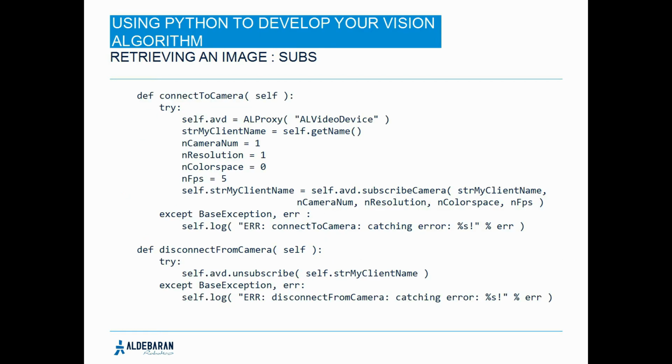To get images in your program, you first need to subscribe to the video device. You'll have to specify the camera you want to use, the resolution, an approximate frame rate, and the color space. At the end of the program, don't forget to disconnect from the video device so the video device will stop acquiring images. You can see that every client is recognized by a name. It's a string.